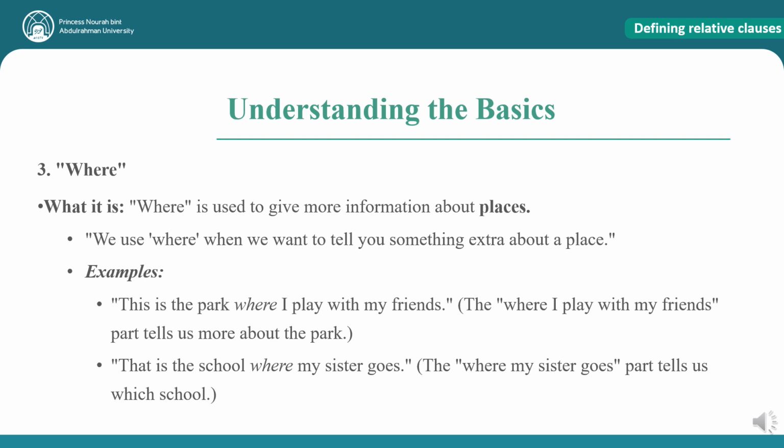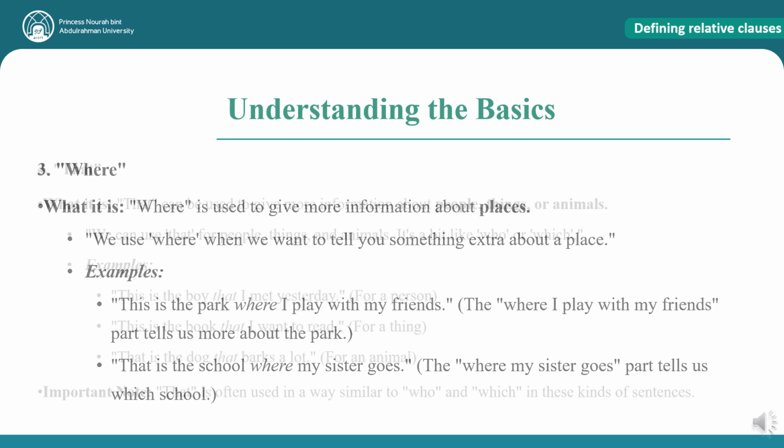Now let's learn about where. We use where for places. We use where when we want to tell you something extra about a place. Examples: this is the park where I play with my friends. That is the school where my sister goes. The part after where tells us more about the place. Can you make a sentence with where?